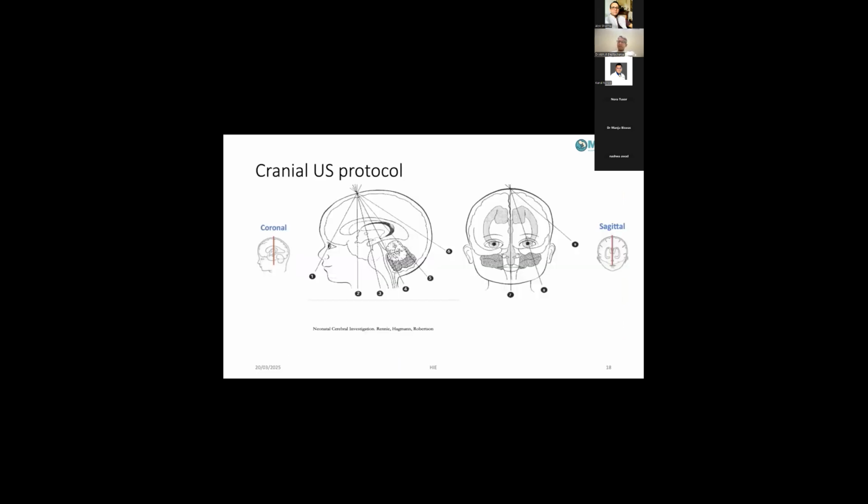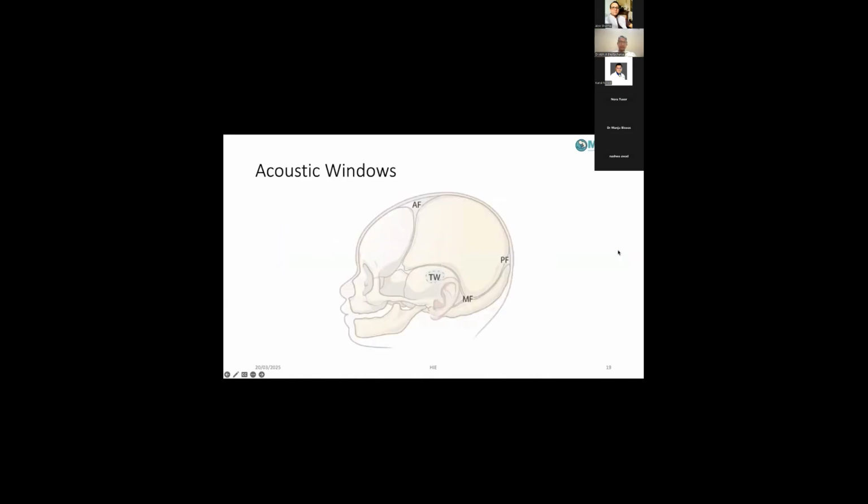Moving on, so cranial ultrasound protocol. The protocol stays the same irrespective of what disease, what condition you're dealing with. And I can see from the previous lectures by the speakers, they have discussed all the coronal cuts and the sagittal cuts, the prime cuts, the 6 on the coronal, and 3 on each side in the sagittal. So not repeating that.